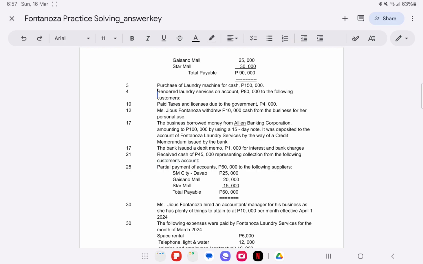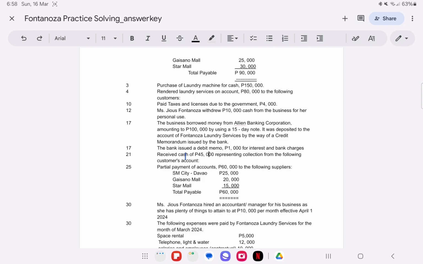I think that's transaction number 4, since you rendered services on account to your customer for 80,000. So there will be a partial payment of 45,000. Try to calculate 80,000 minus 45,000. Maybe that's 35,000 pesos if I'm not mistaken. So you receive 45,000 cash in bank, and what's your value parted with?